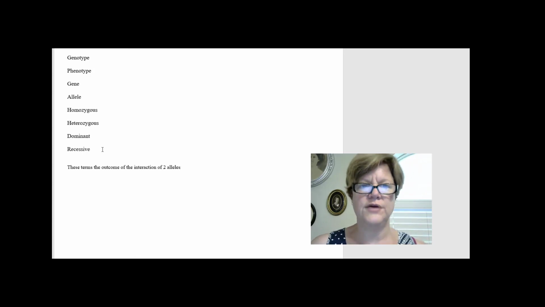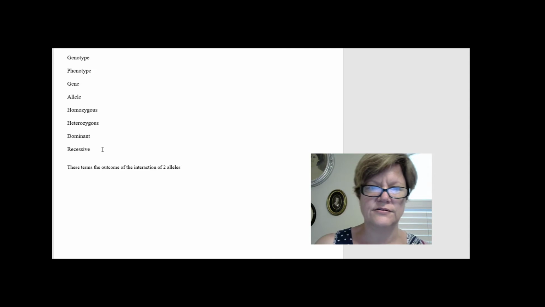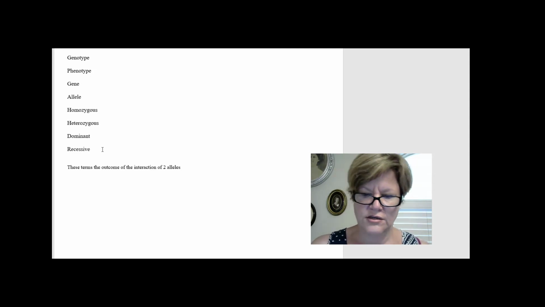In other words, if you have a heterozygous individual, with one brown allele and one blue allele for eye color, then whatever the phenotype that results from that interaction of two different alleles, we call that allele the dominant. So when you have two of the same allele, dominant doesn't really make any sense because they're the same.